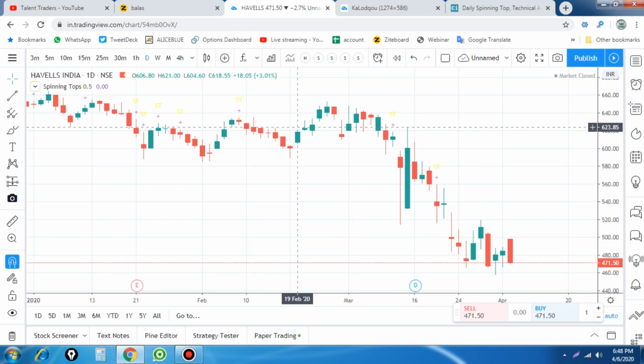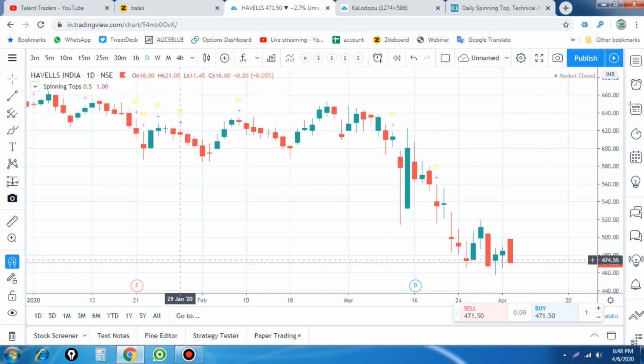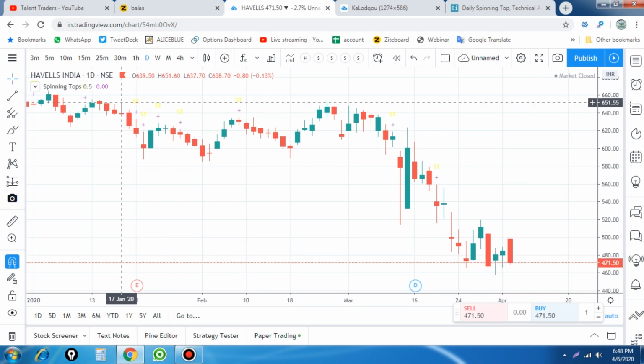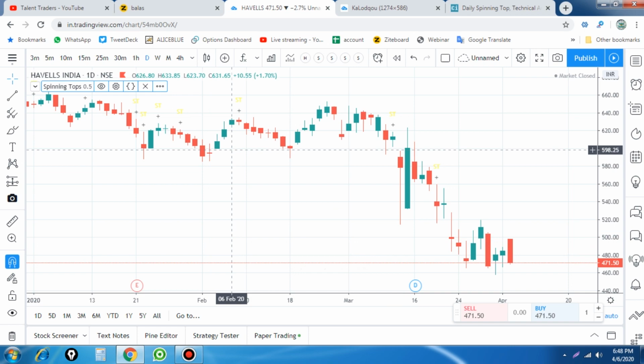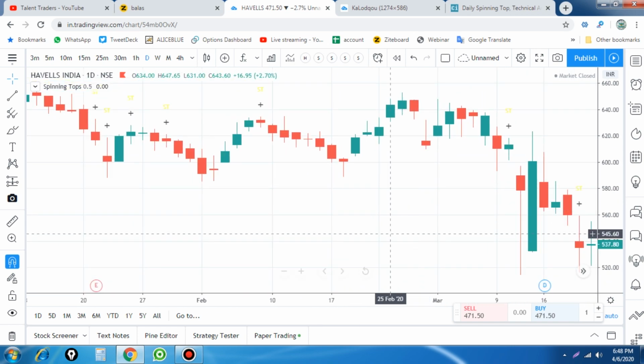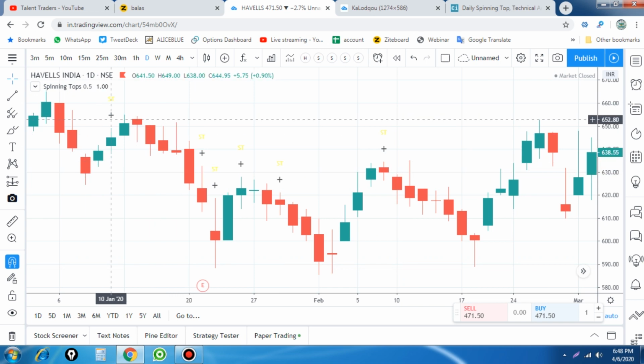Okay, so let's move on. This is the candlestick chart. It's a plain candlestick chart that doesn't have any other indicator, simply the candlesticks, where I'm using only this spinning top finder. Wherever a spinning top candle forms, it will be marked as a cross. We can change the cross to any color, so let me mark it in black. So any candlestick that forms like a spinning top will be marked as a black cross.